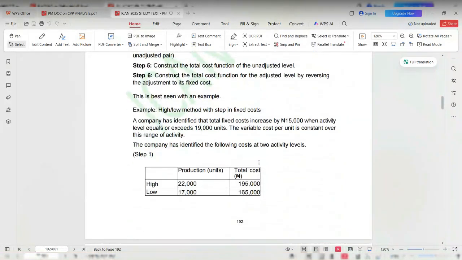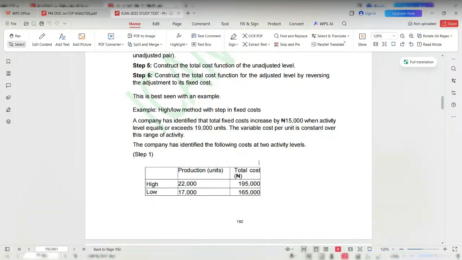So let us see this now. Example, high-low method with step cost, with step in fixed cost. A company has identified the total fixed cost increases by 15,000 when activity level equals or exceeds 19,000 units. The variable cost per unit is constant over the range.